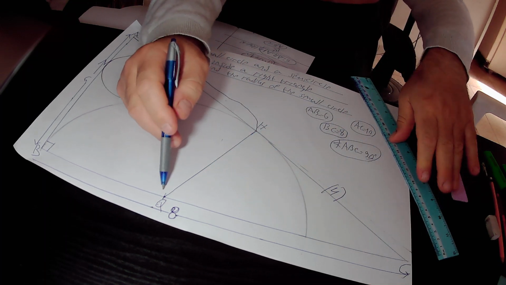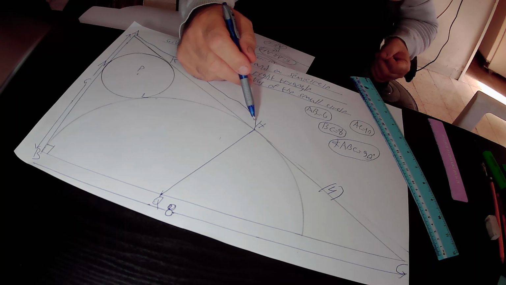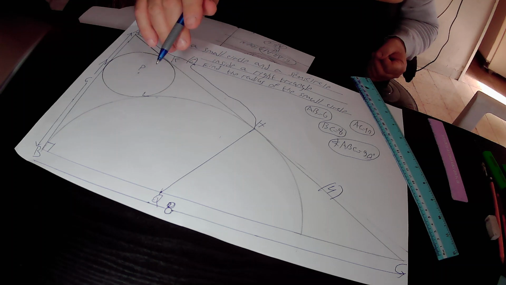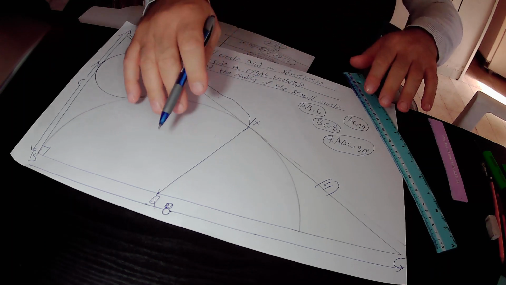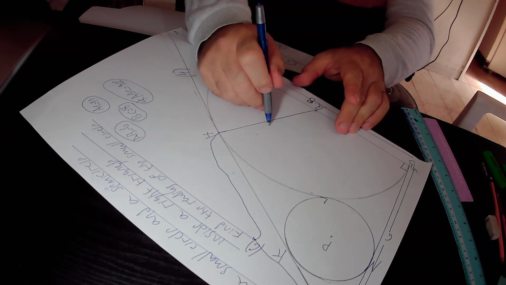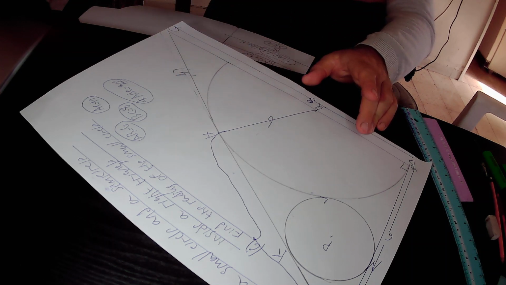Point Q is the center of this big semicircle. Point H is a point on the big semicircle itself. Therefore, QH is the radius of this big semicircle. We define the radius of this big semicircle as B, and therefore QH equals B. This is the radius of the big semicircle.